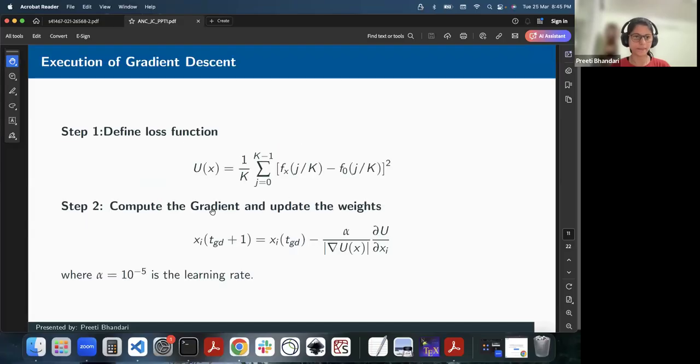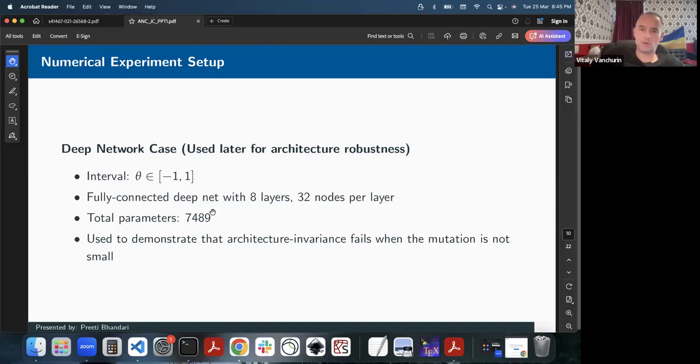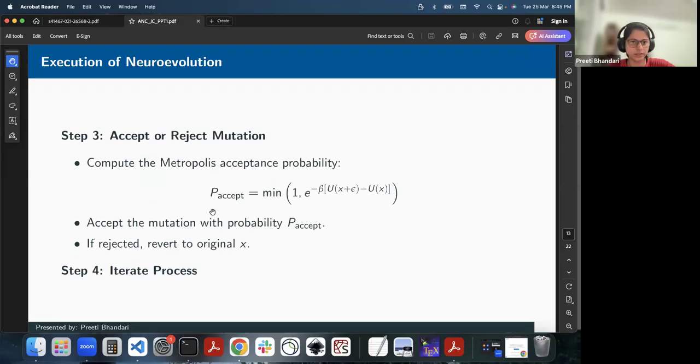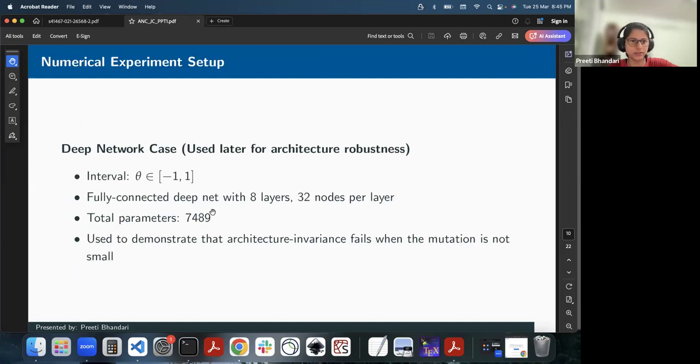So let me first try to understand. For each of those two cases, deep and shallow, they do two simulations. One is gradient descent, and the other one is neuroevolution. I'll show that next. Okay, so you have a shallow network and a deep network.